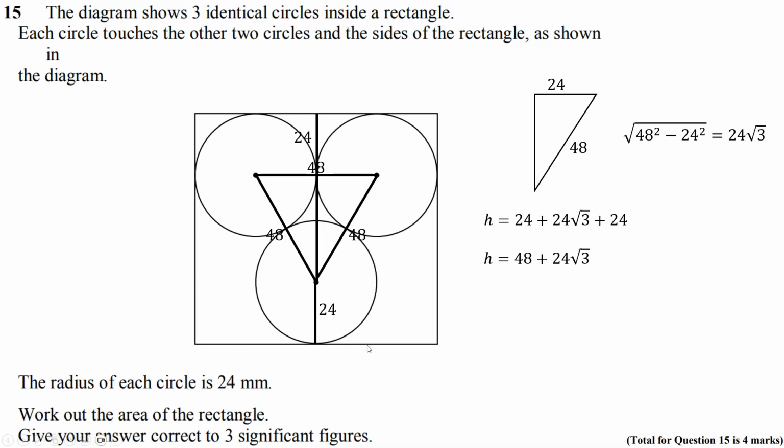And now we need the length across the bottom. The length is easy to figure out because it's one radius, so that's 24, plus another radius, that's another 24, plus another radius, that's 24, plus another radius, that's 24. So that's 4 radii, so 24 times 4 is 96. And then that's 96 across the bottom, multiplied by the height, which is here. 96 multiplied by the height, put that into your calculator to 3 significant figures, is 8,600 millimeters squared.